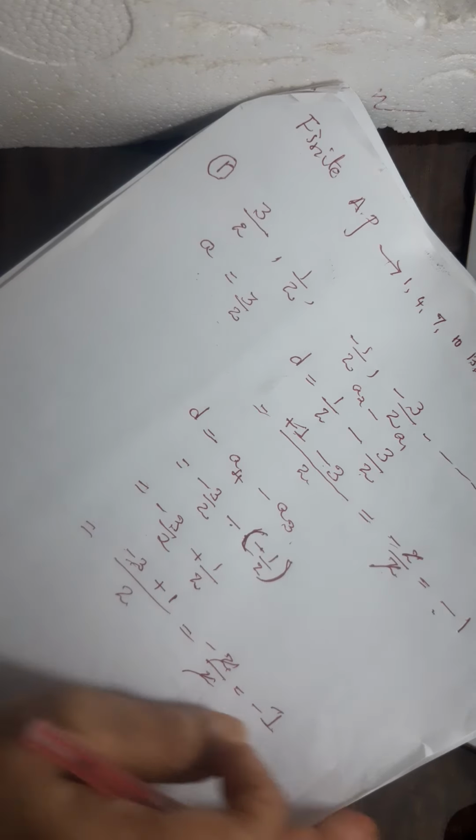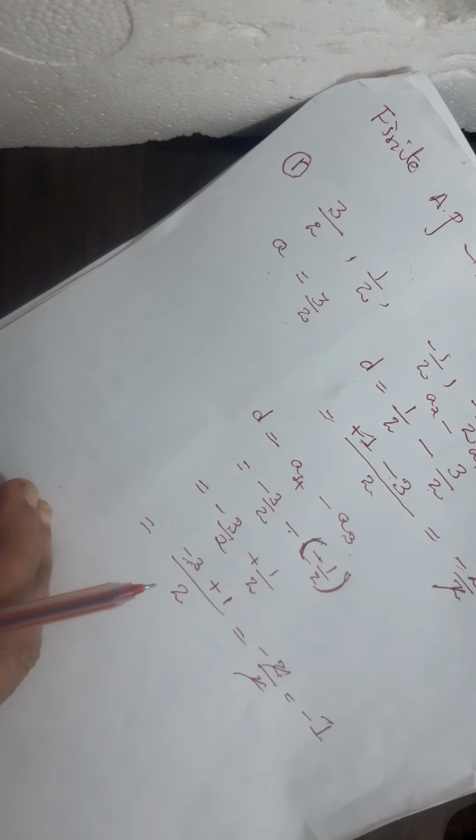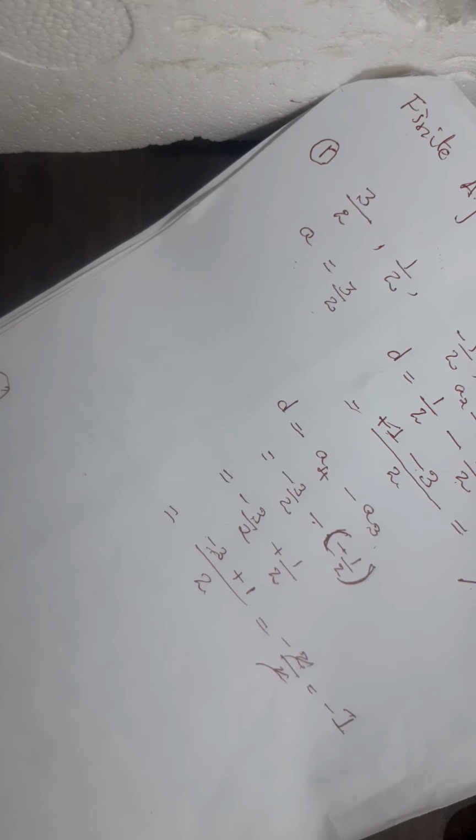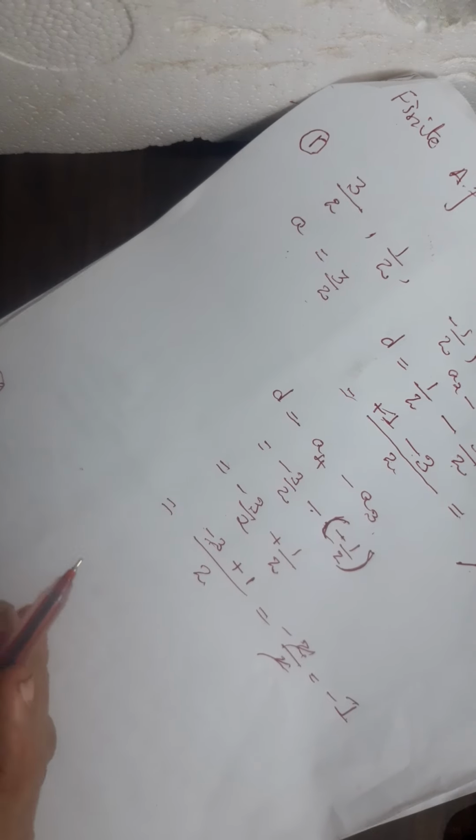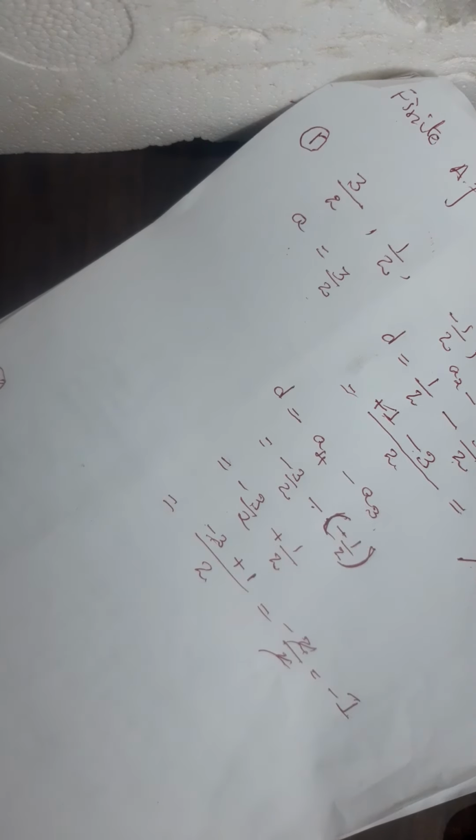When I'm teaching like this, you must have your textbook in front of you. When you're seeing the video, you must have the textbook. So what they have told you is, the second example: which one is AP? See, the second question is, which of the following list of numbers form an AP?